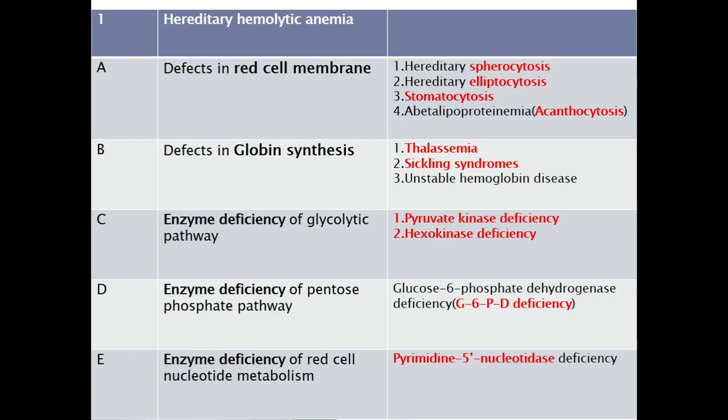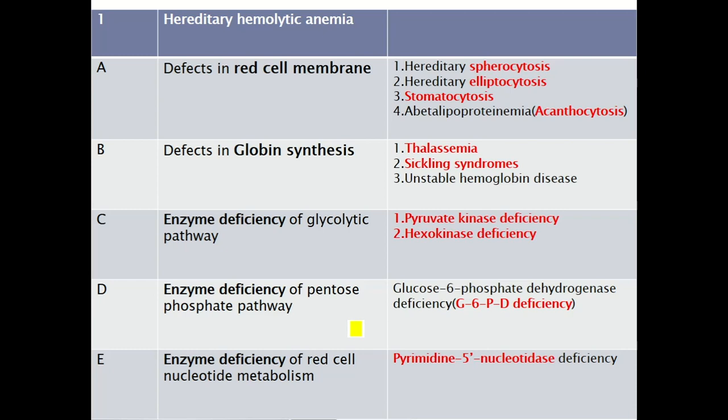So now the broad classification is given in Robbins. Hereditary hemolytic anemia, defect in the RBC membrane. The diseases are hereditary spherocytosis, hereditary elliptocytosis, hereditary stomatocytosis, and acanthocytosis. So that is anemia in case of RBC membrane defect. Globin synthesis defect: thalassemia, sickle cell anemia. Enzyme deficiency: pyruvate kinase deficiency, hexokinase deficiency. These are the two glycolytic enzyme deficiencies.